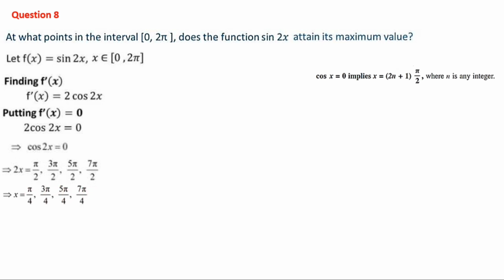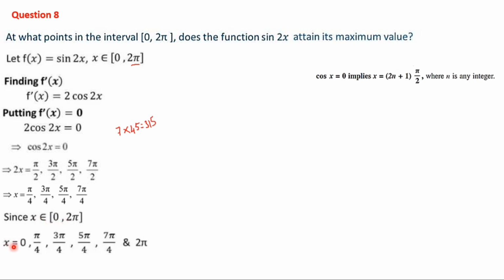We have to stop here because the value of 7 pi by 4 is 7 into 45, which comes as 315. Our maximum value is given as 2 pi, which means 360. So we have to stop up to here. If it is 9 pi by 4, it exceeds 360. Since the closed interval 0, 2 pi is given, we have to take 0 and 2 pi also. That means since x belongs to 0, 2 pi, x takes the values 0, pi by 4, 3 pi by 4, 5 pi by 4, 7 pi by 4 and 2 pi.